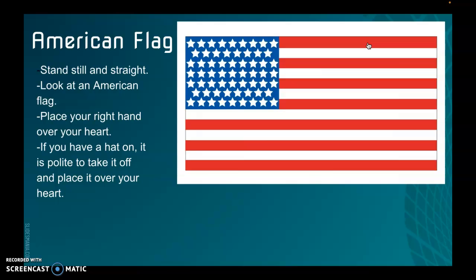And again, we're back to the American flag. Now, I just want to review again. The Pledge of Allegiance is a promise, and the American flag is a symbol of the United States. So, getting back to the flag, when we say our Pledge of Allegiance, we stand still and straight. So we stand up, we stand still, we stand straight, and we look at the American flag. And we place our right hand over our heart as we say the pledge. Again, because the Pledge of Allegiance is a promise. If you have a hat on, it's polite to take it off and place it over your heart.